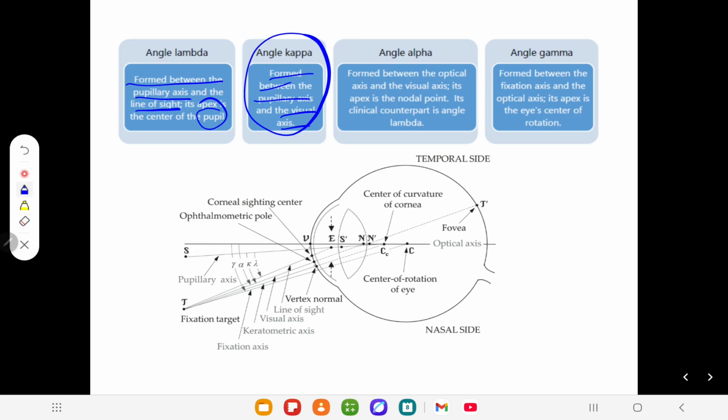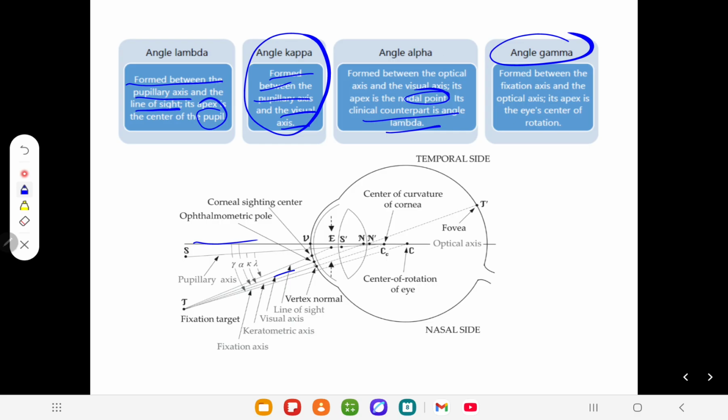Again, angle alpha is formed between the optical axis and the visual axis. This is the optical axis, and where is the visual axis? This is the visual axis, and its apex is at the nodal point, and it is the clinical counterpart of angle lambda. Okay, angle lambda or angle gamma. What is angle gamma?